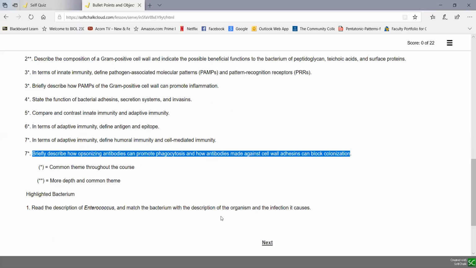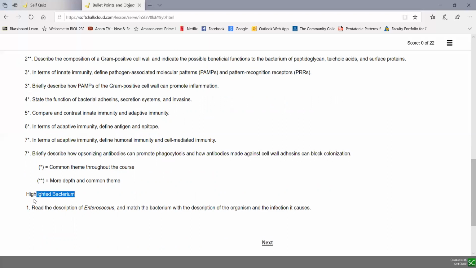And also, this is the first SoftChalk lesson where we have a highlighted bacterium. So as you go through some of the SoftChalk lessons in Unit 1 and then later in Unit 3 when we come back to bacteria in more detail, we're going to be giving you a few highlighted bacteria. We're especially going to look at those that are involved in healthcare-associated or hospital-acquired infections. So when you come across one of these highlighted bacteria in the SoftChalk lessons, you want to click on that link, and that'll give you a description of that bacterium.